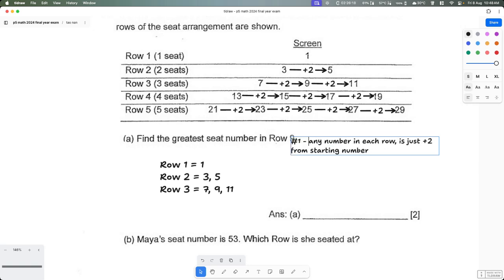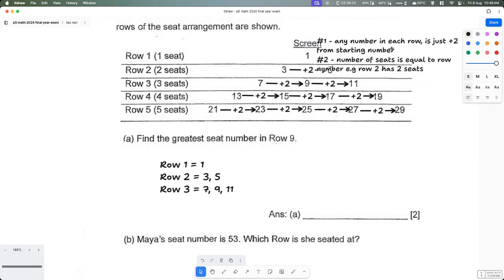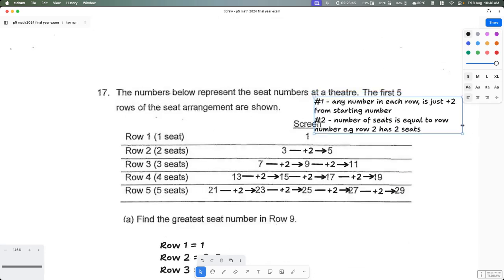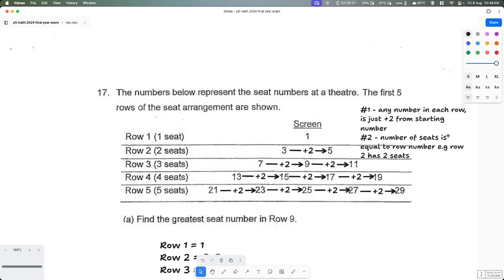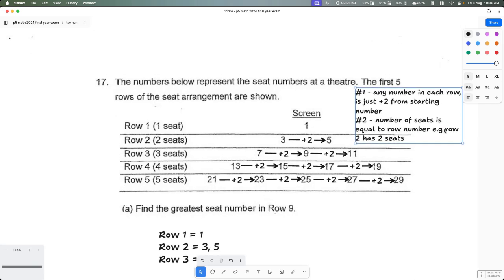So number one, any number is this. Number two, not dollars, two. Number two is that the number of seats is equal to the row number. For example, row 2 has 2 seats. Pretty straightforward. I hope you can already see this right from this.